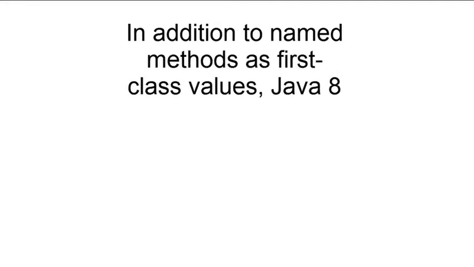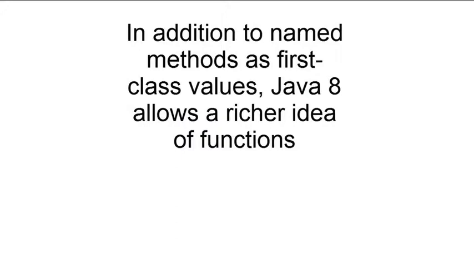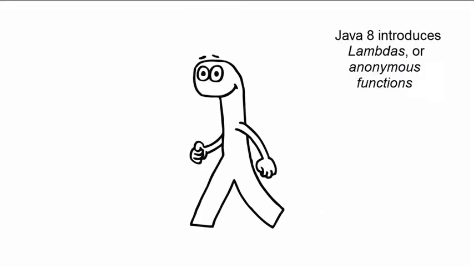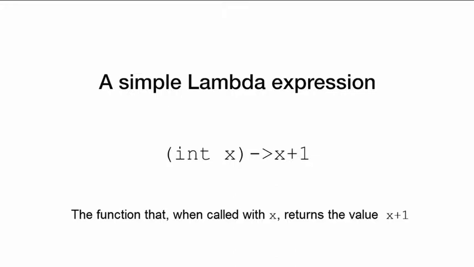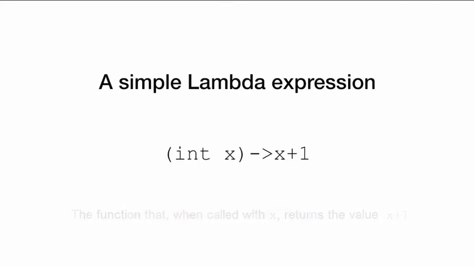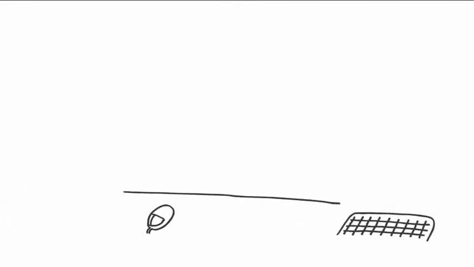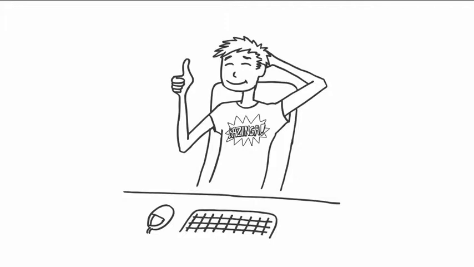In addition to allowing named methods to be first-class values, Java 8 allows a richer idea of functions. One of the most significant additions is lambdas, or anonymous functions. Let's take a look at a lambda expression. For example, you can write (int x) -> x + 1 to mean the function that, when called with argument x, returns the value x + 1. You may be wondering, how does this help me write programs? Well, let's step through an example to see.